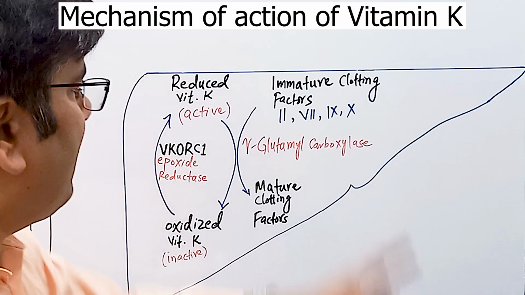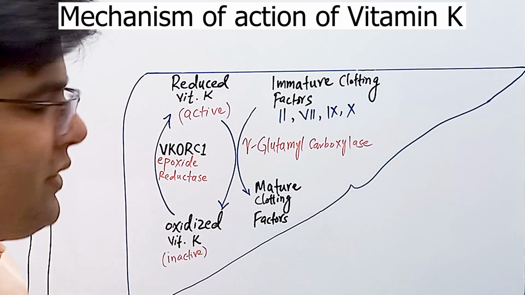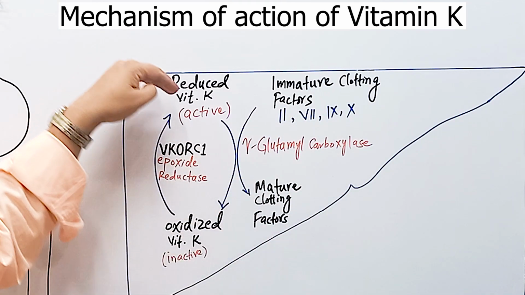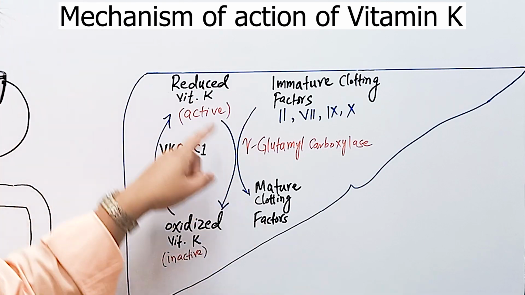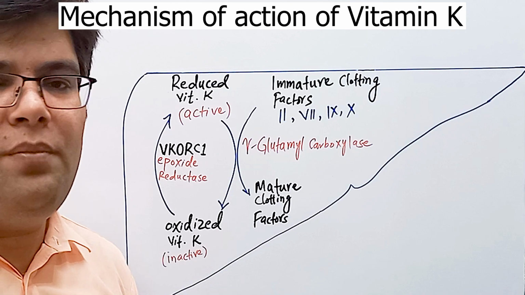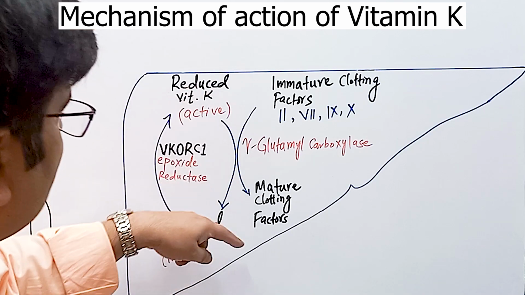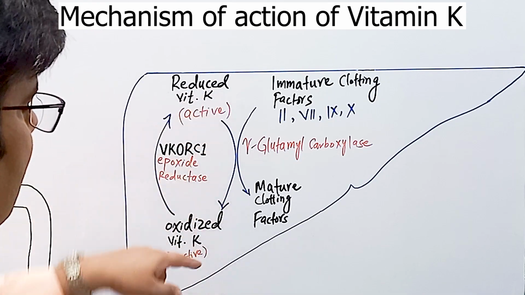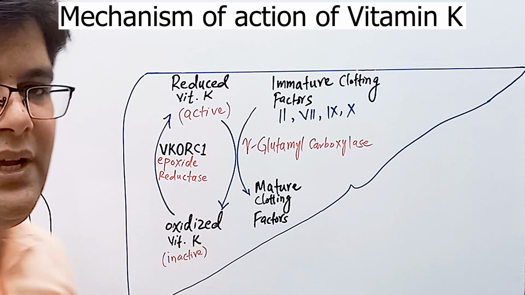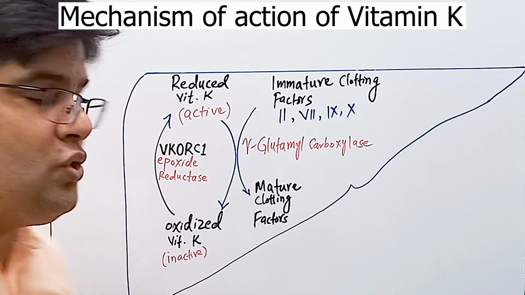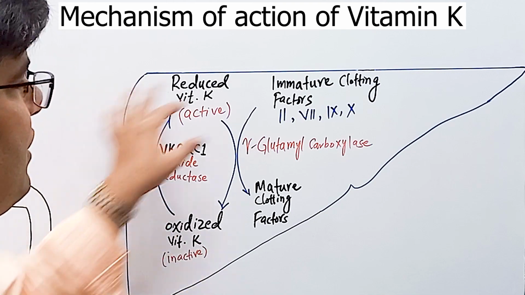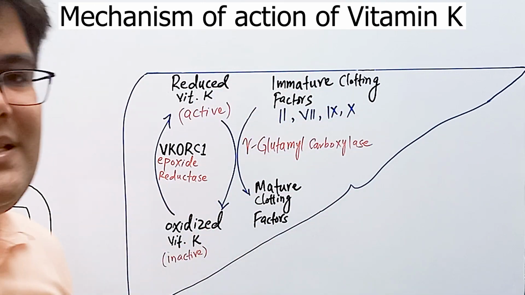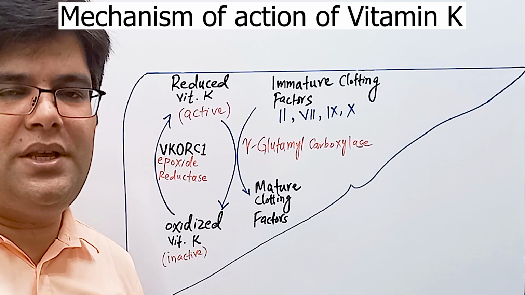During this conversion of immature clotting factors to mature clotting factors, vitamin K, which is in its active form, is converted to its inactive form. It's important to note that the active form of vitamin K is the reduced form, and when vitamin K performs this reaction as a cofactor, then it is converted into its inactive form, which is the oxidized form. This oxidized form should be converted back into its reduced form, which is the active one, in the liver, and for this we need an enzyme which is called epoxide reductase enzyme.